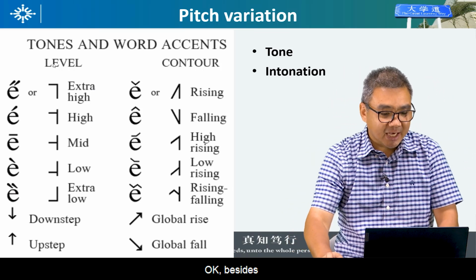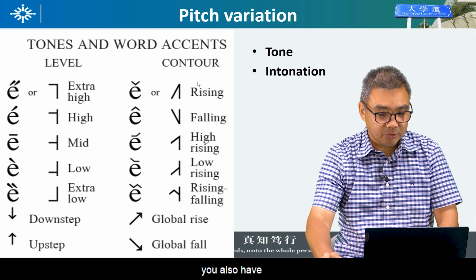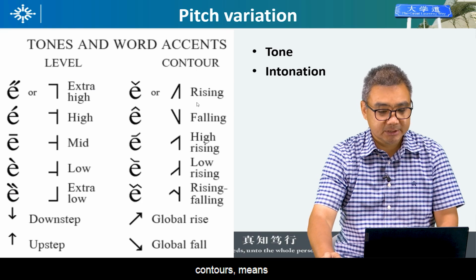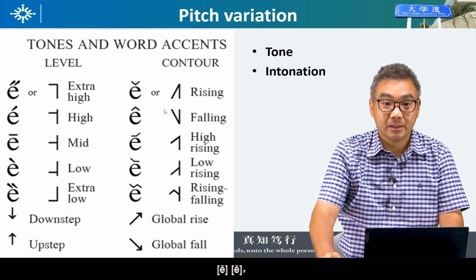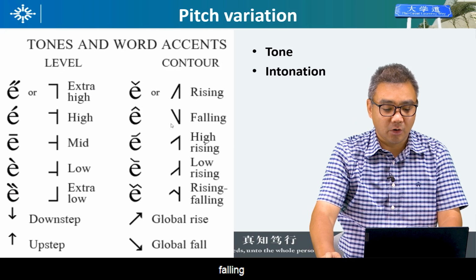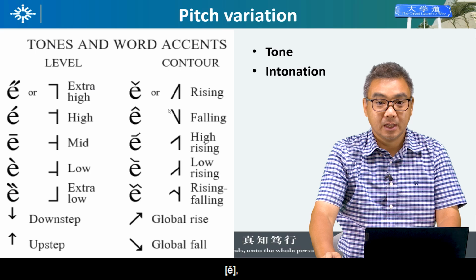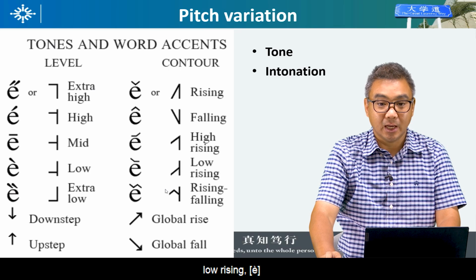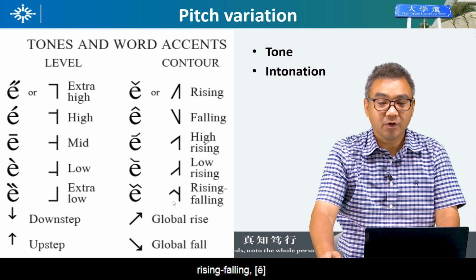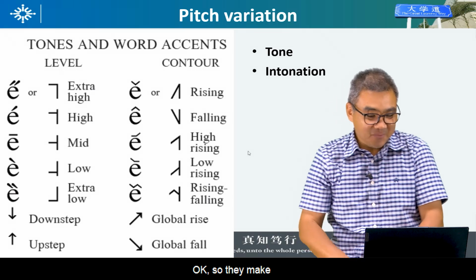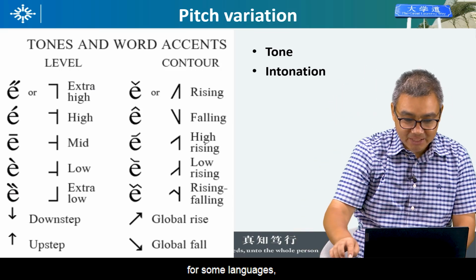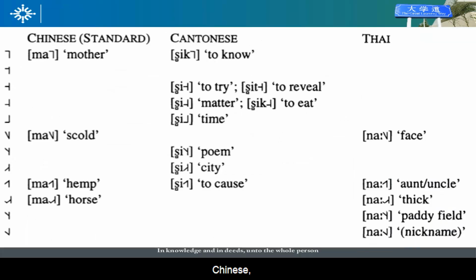Besides such even levels, you also have contours, meaning the rise or fall. A rising level, falling, high rising, low rising, rising falling, falling rising. So they make sense for some languages, for example, for Chinese.